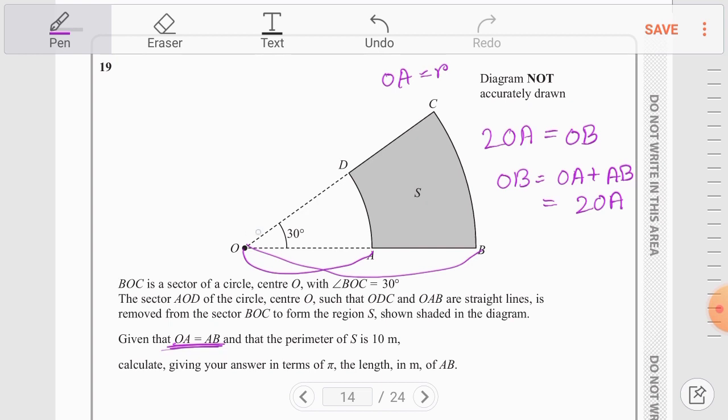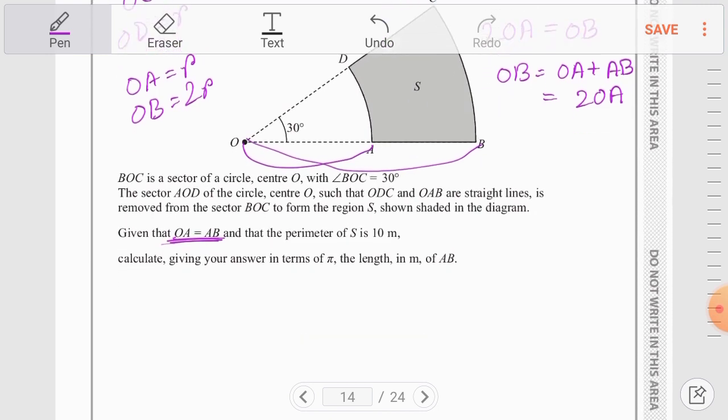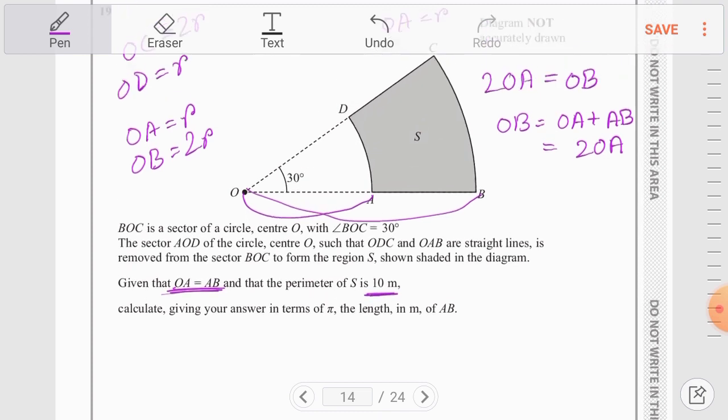The values for OD and DC are the same. We can also write OA is equal to OD because they are both the radius of the sector, so we will just write OA for this. So the value for OA is just r, OB would be 2r, OD is just r and OC would be 2r. The arc lengths DA and CB are not given, but it was given that the perimeter of the shaded region S is 10. So we can find the length of AB by using this information.